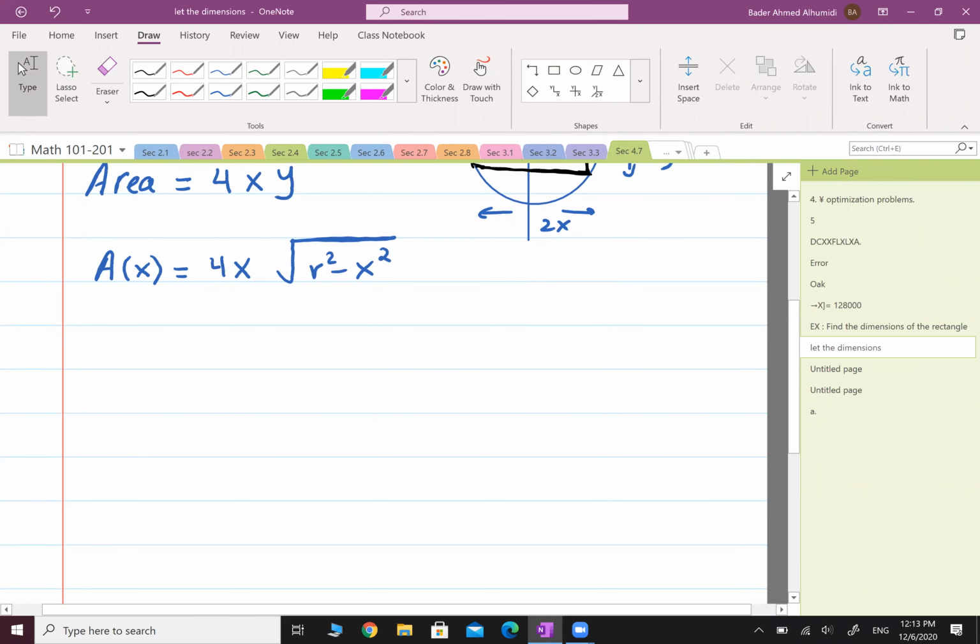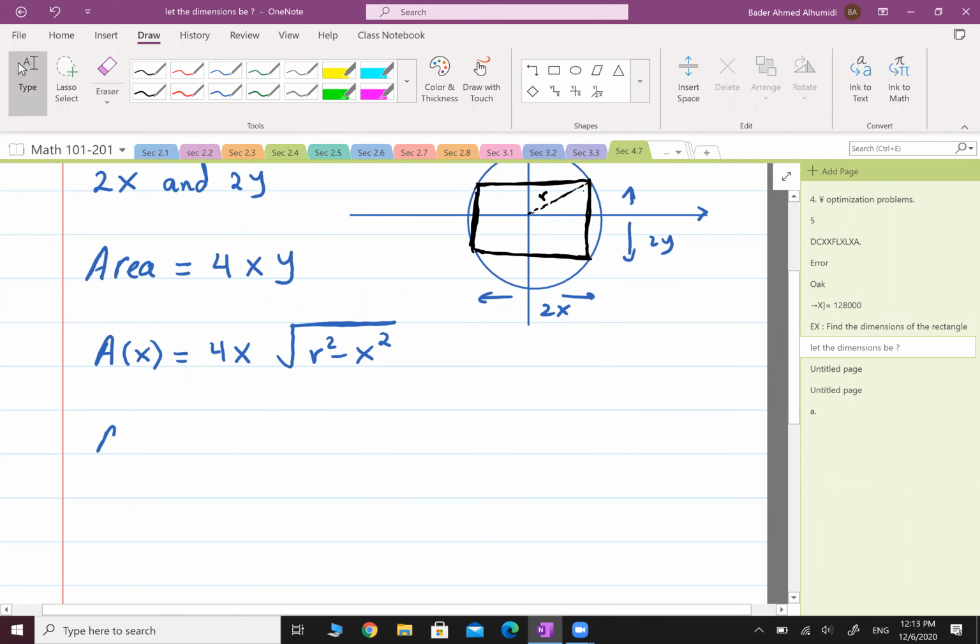I will use now the derivative to locate critical numbers. Here x is ranging between minus r and r. 2x cannot exceed the diameter, isn't it? X here is supposed to be less than the radius. So x is greater than or equal to 0, and at the same time less than or equal to r. Because if you choose x to be greater than r, 2x will be greater than 2r, which is greater than the diameter. It will be outside the circle.